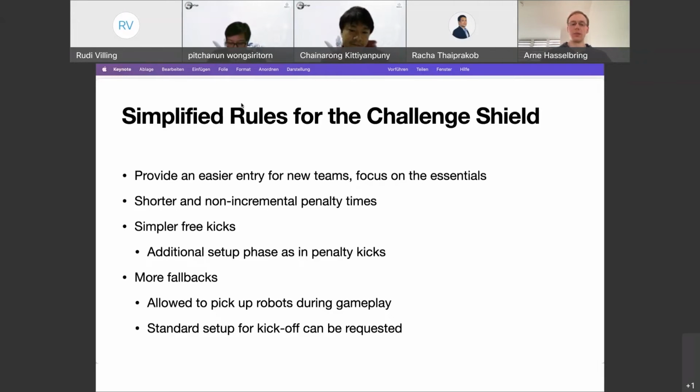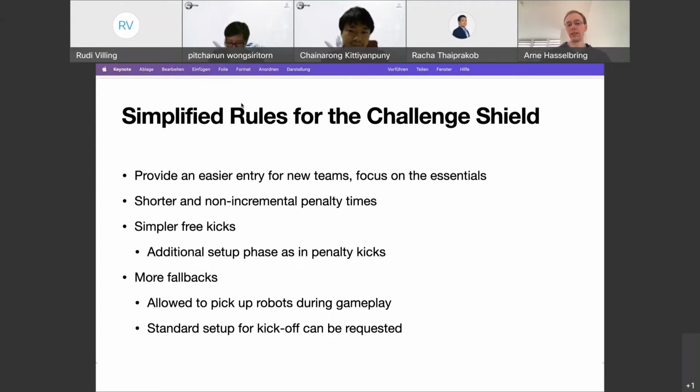And then the other differences are that in the challenge shield, you are allowed to pick up robots for any reason, as long as the robot is not really actively involved in the play. So when there is a software defect, you can also request a robot to be given to you and reboot it or change the software or something like that, which you are normally not allowed during gameplay, but only during stoppages of play.